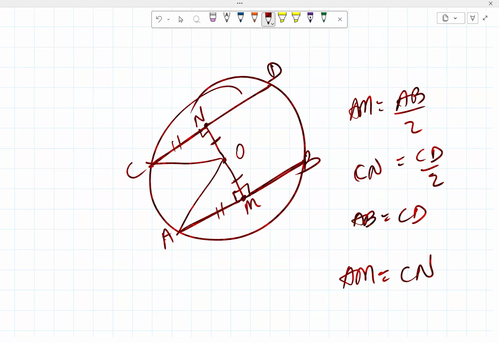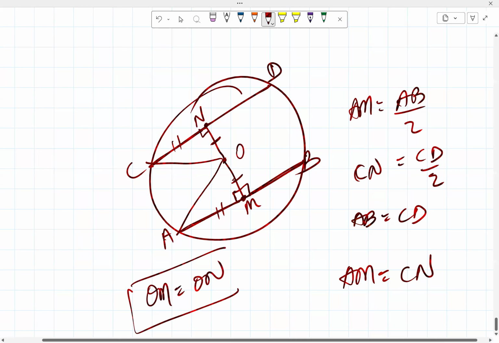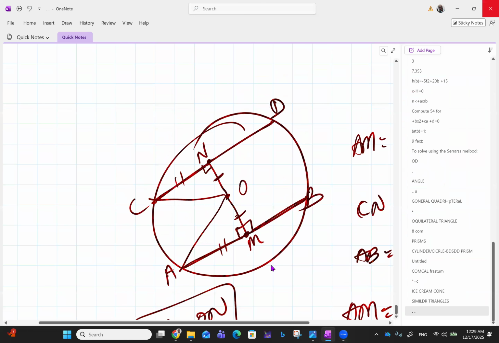And we can then say that OM is equal to ON. And that's what we're trying to prove, that if these are perpendicular, then they are of equal distance from the center of the circle, basically. And that goes easily if we get to the worked example.